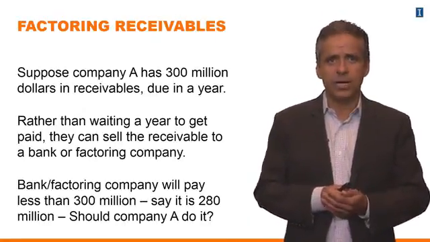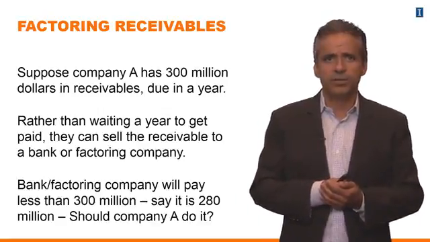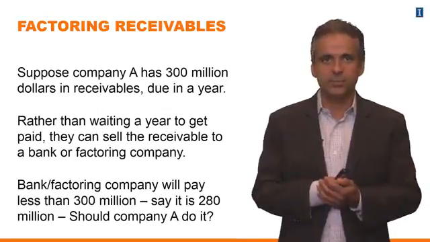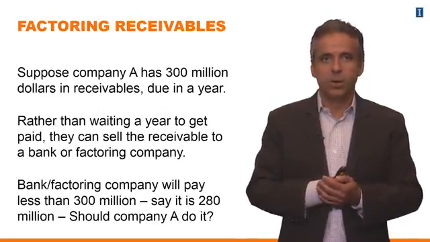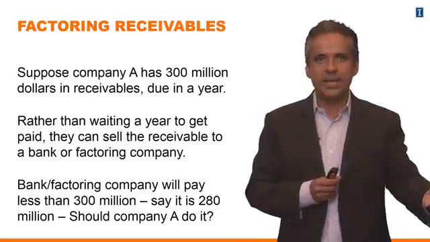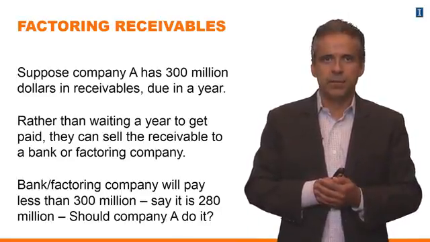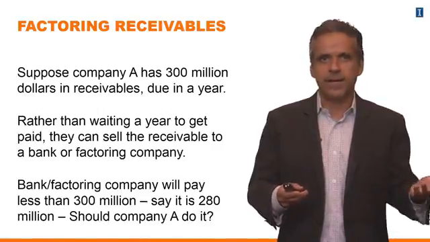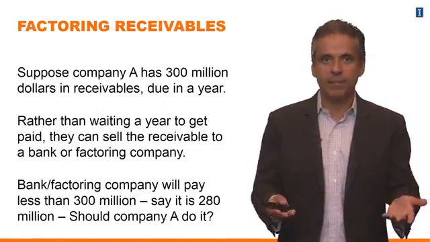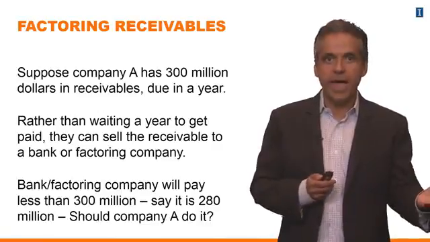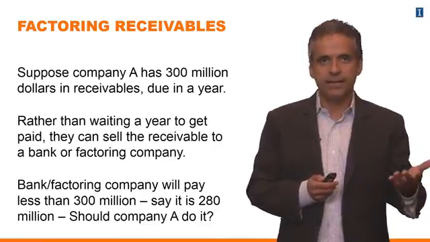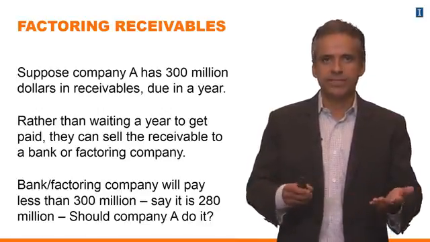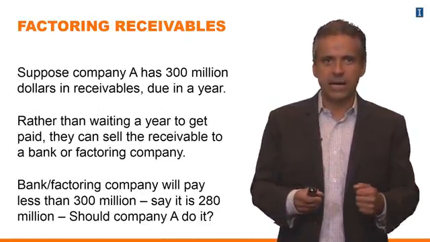If a company has, for example, $300 million in receivables that you generated because of your business, let's say actually that these receivables are due in a year. The company has two options. You can wait a year to get paid, or you can try to get the money now. And you can think about how the company could get the money now. You can go to a bank, for example, and tell the bank, look, I have some accounts to receive in a year. Can you give me some money now?